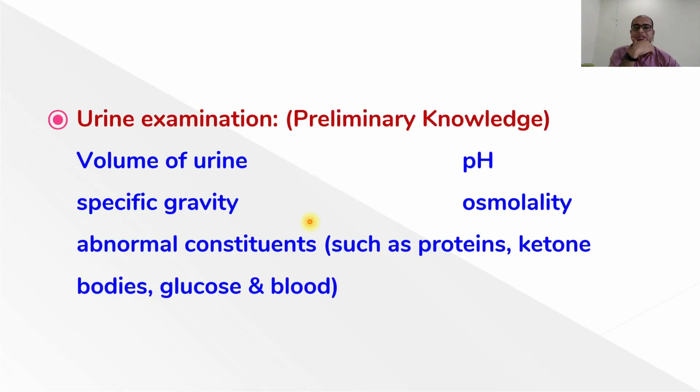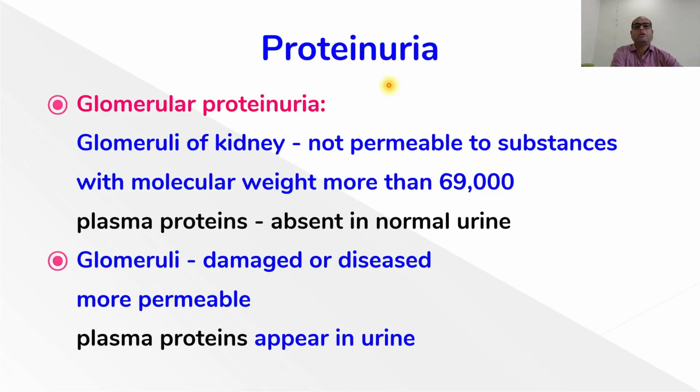So next is urine examination itself. It can give us an idea about what the presumptive condition may be. If we assess the urine itself, we can measure the volume of urine, pH, specific gravity, osmolality, and find out the constituents through microscopy. Now coming to the word proteinuria, which can be of various types.